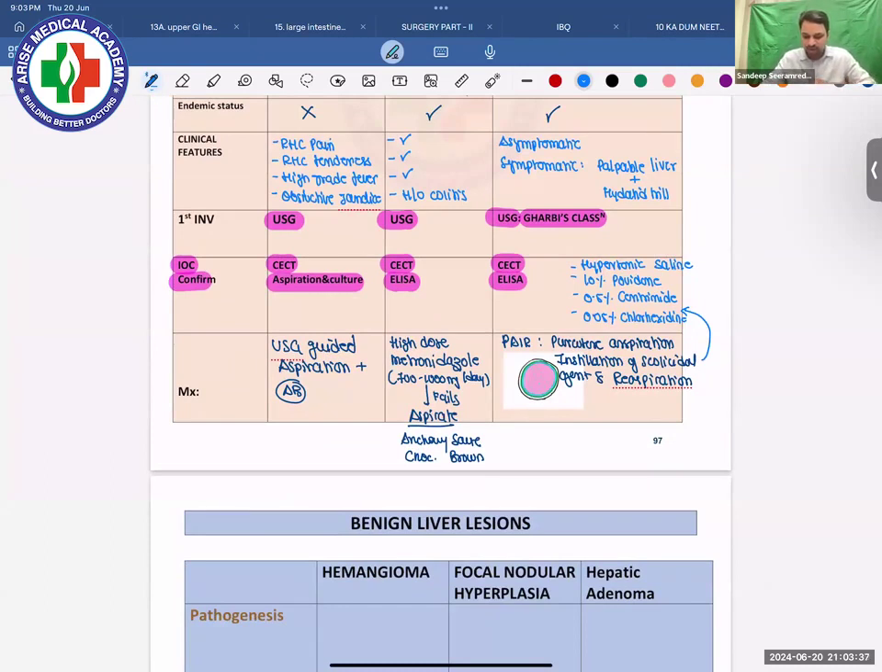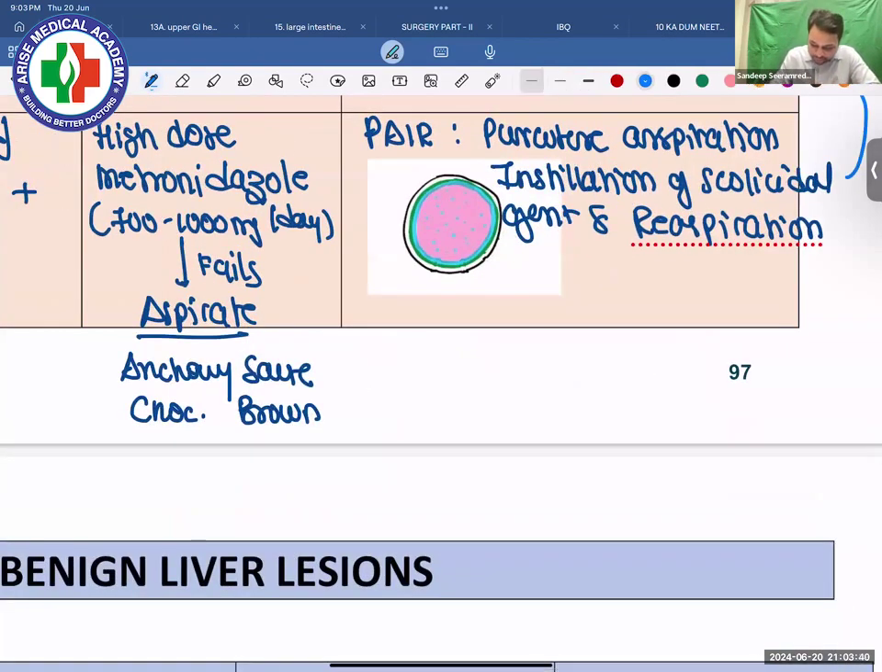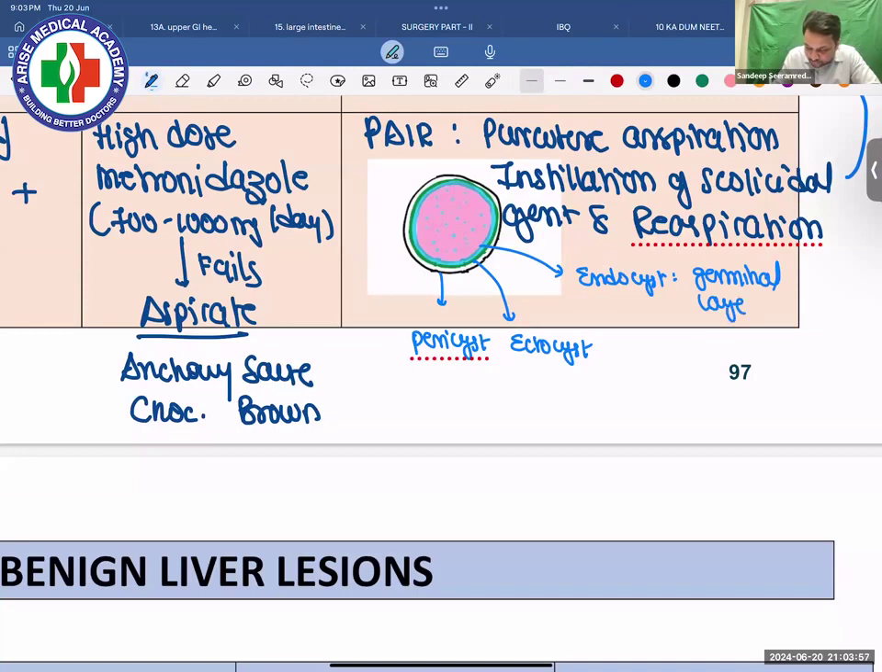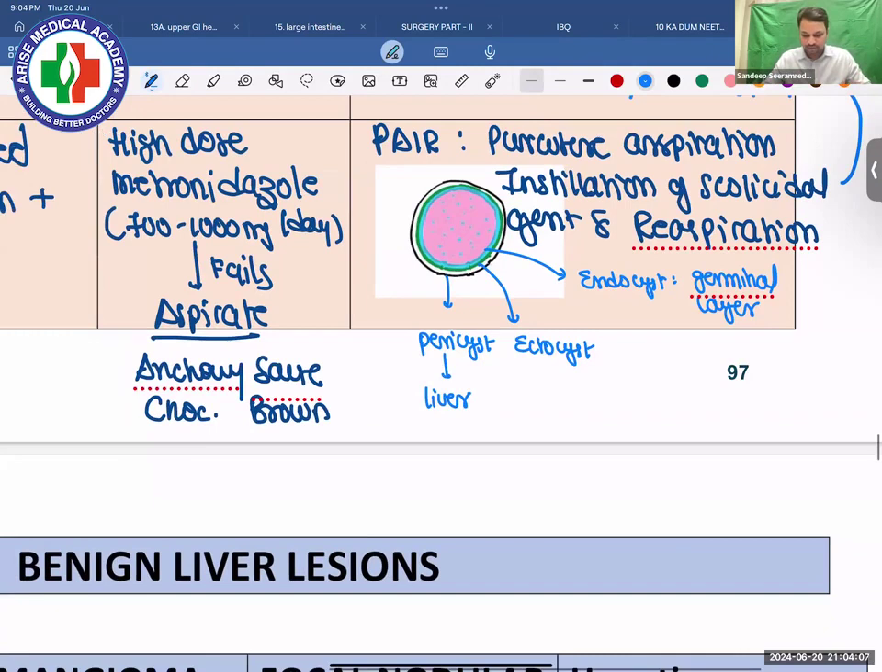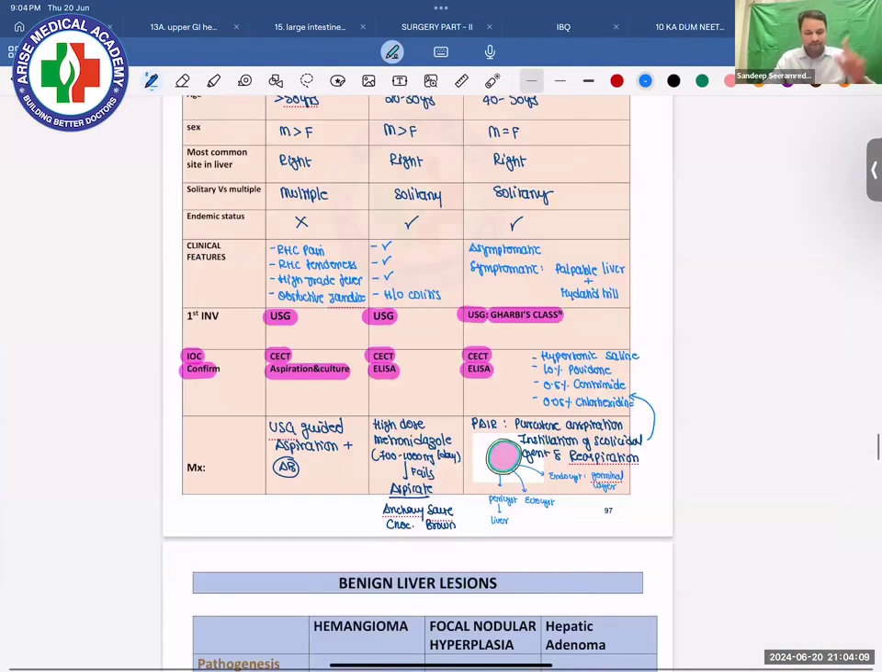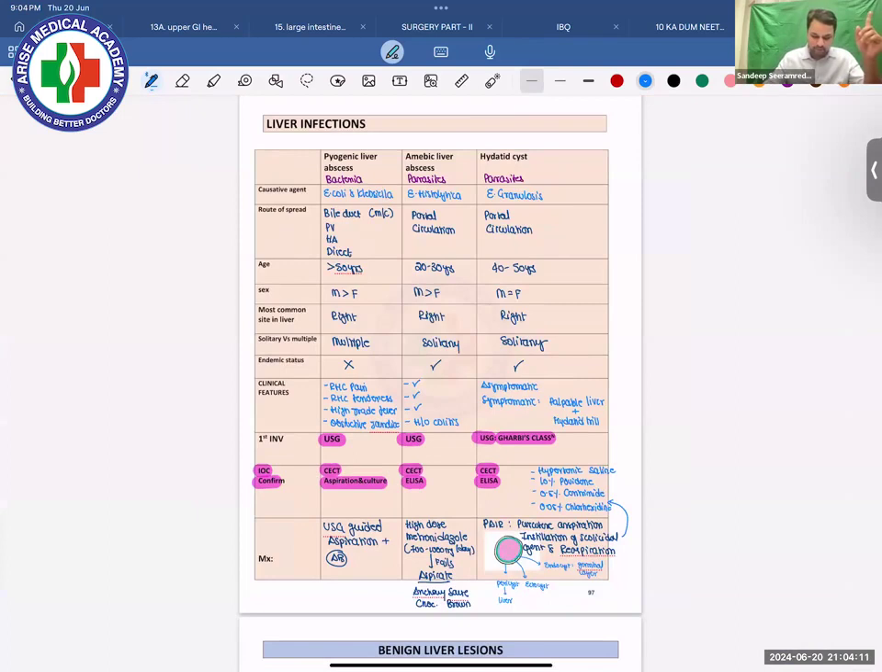Okay. Now, when you talk about the hydatid cyst, the outer layer is what we call the pericyst, derived from the liver. Then the green layer that you have is the ectocyst, and the innermost layer, the blue one, is what we call the endocyst. The endocyst is the germinal layer. And the pericyst is derived from the liver's tissue. Okay. So these are with respect to infective lesions of the liver, very, very important.